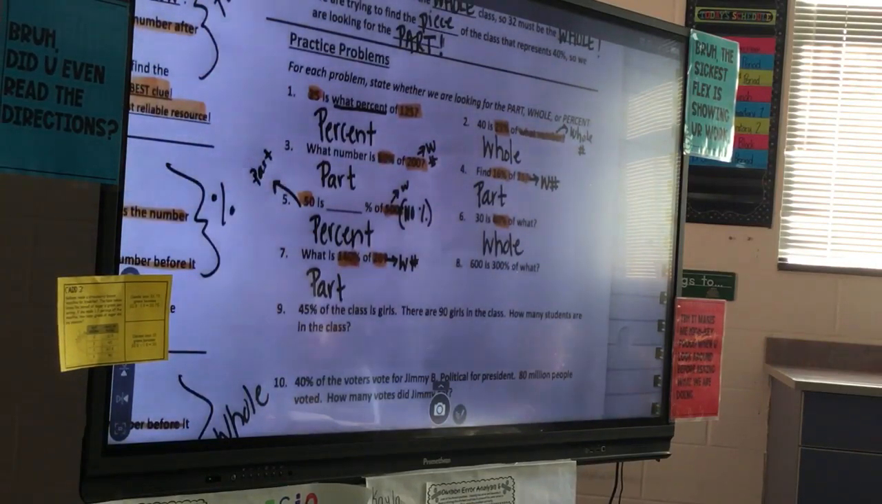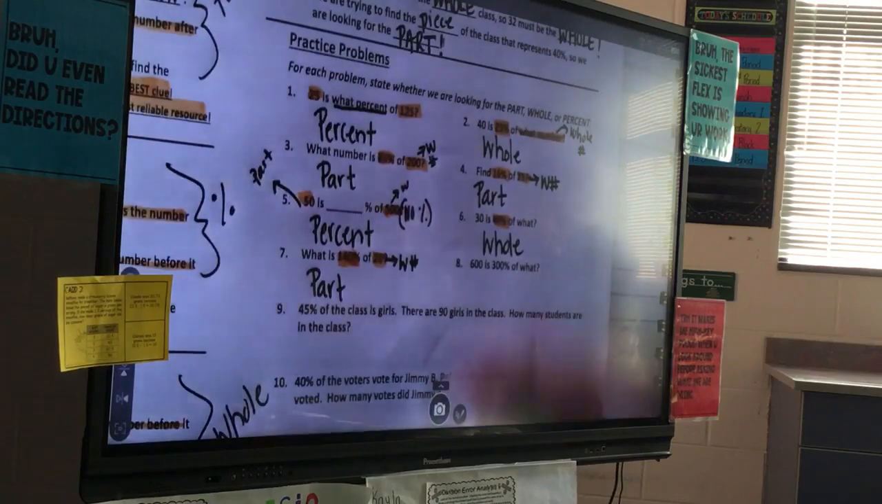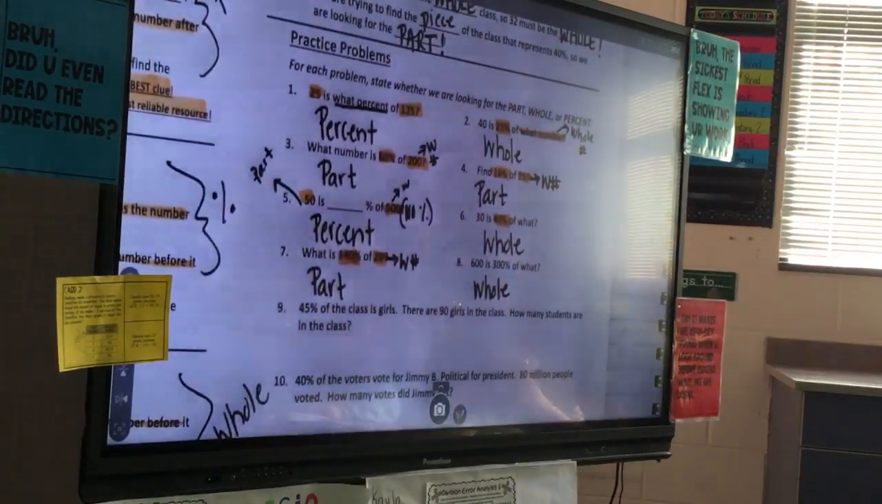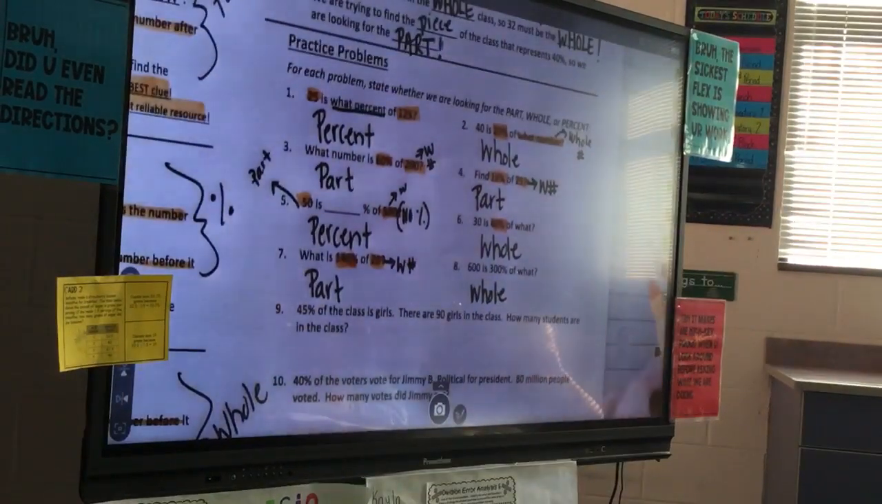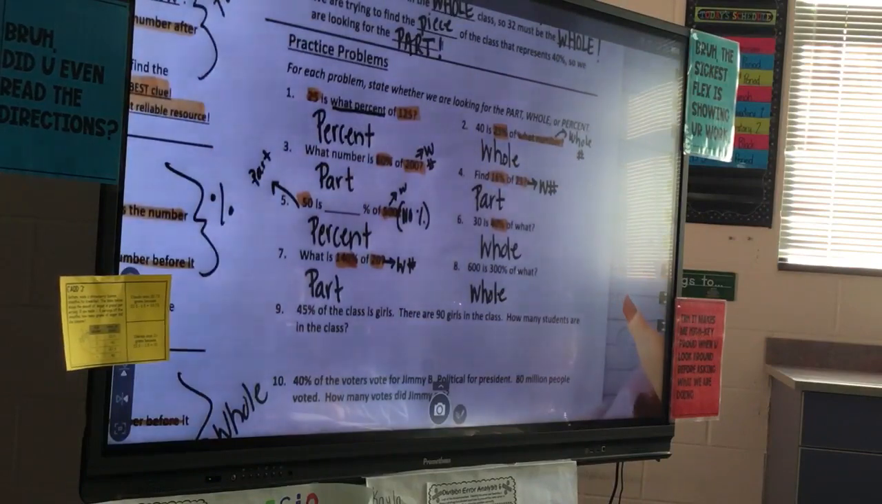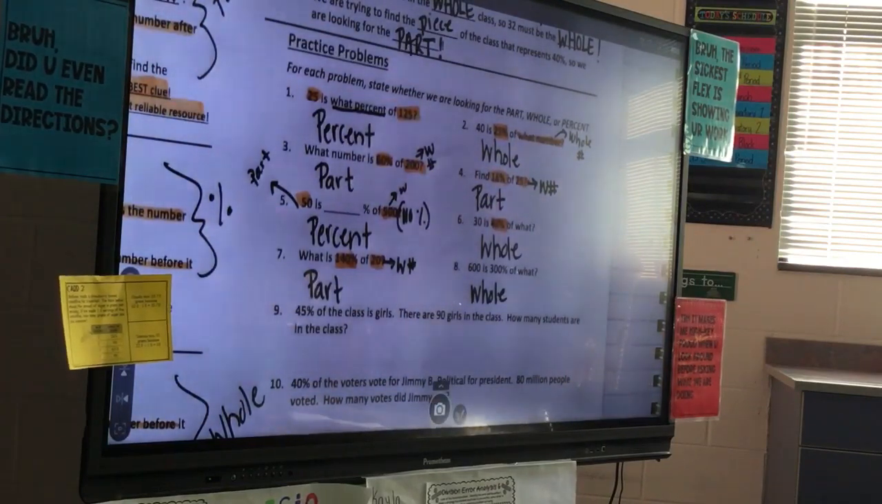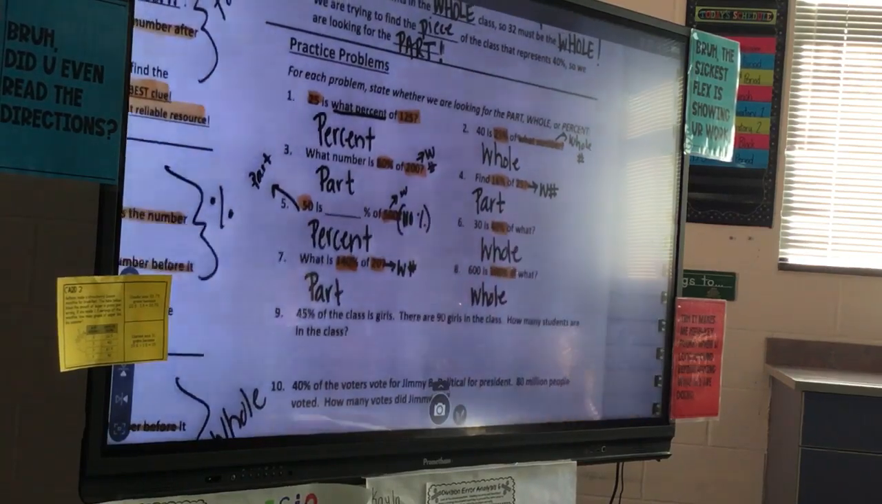600 is 300% of what? Stand up if you picked part. Stand up if you picked whole. All right, raise your hand and tell me why. Christian. Tell me why. Keep it simple. I don't want rocket science. I just want basic. Why is it the whole? Do you see a percent? Yes, you do.